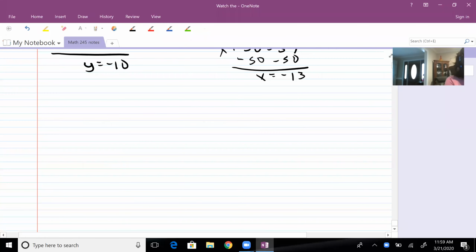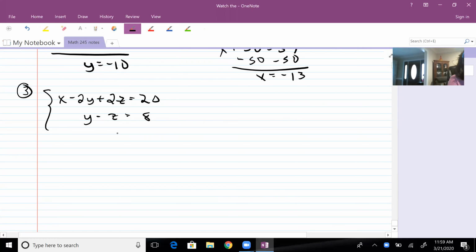I'm going to try one more like that before we go into a full-blown problem. Here's question number 3. Let's say that we've got x minus 2y plus 2z equals 20, y minus z equals 8, and z equals -1.